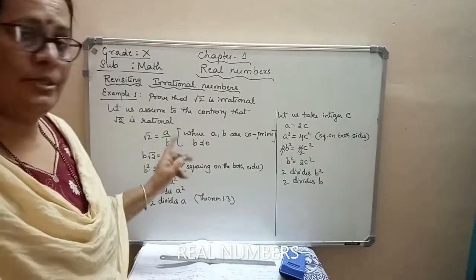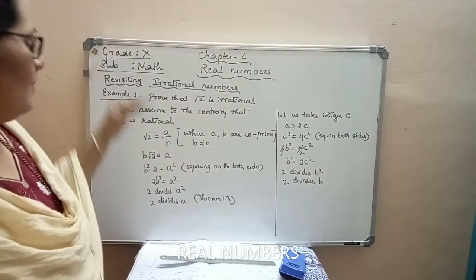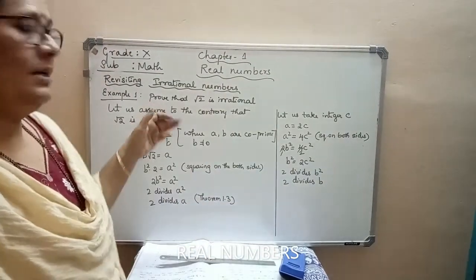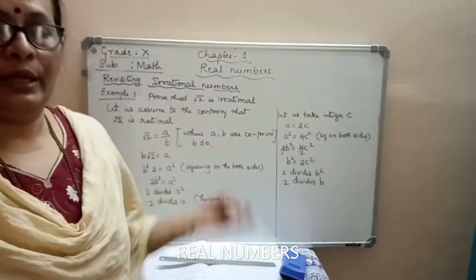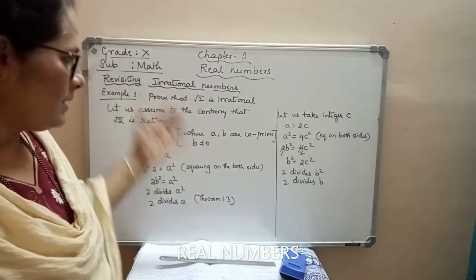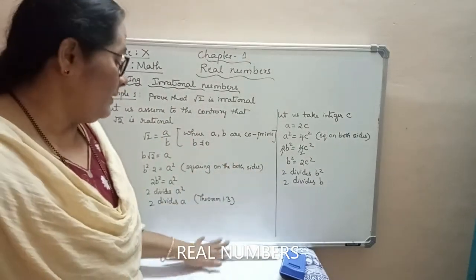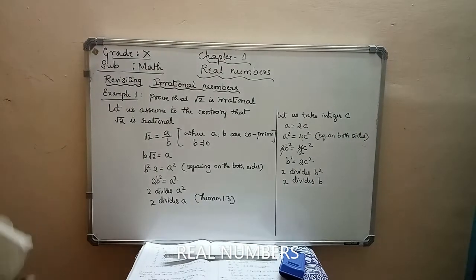I hope you understood this. For all the proofs, you have to write the same steps. Whether you are proving root 2, root 3, root 5, root 7, all the steps are the same. Understood? Okay. Now next we take one more example.